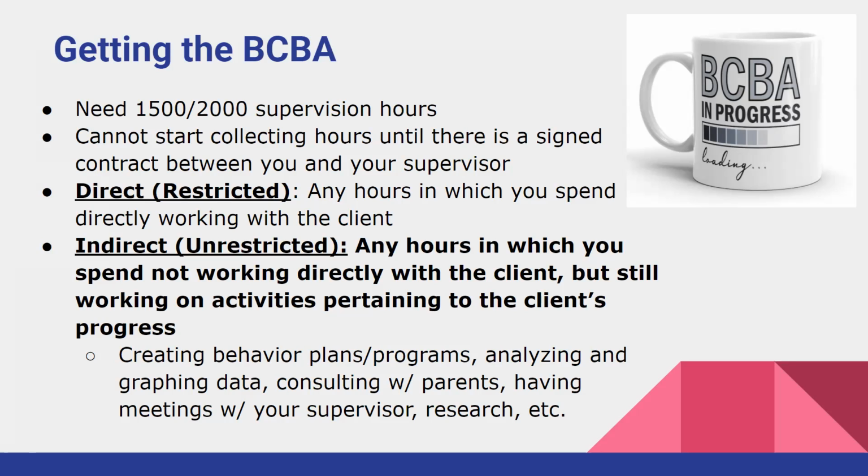So indirect, which will be labeled as unrestricted on the Excel sheet, are any hours in which you spend not working directly with the client, but still working on activities that pertain to the client's progress. So creating behavior plans, programs, analyzing and graphing data, consulting with and speaking to parents, having meetings with your supervisor, and research, etc. Direct, which will be labeled as restricted on the Excel file, are any hours in which you spend directly working with the client. So working on programs with the client face-to-face, things such as that.